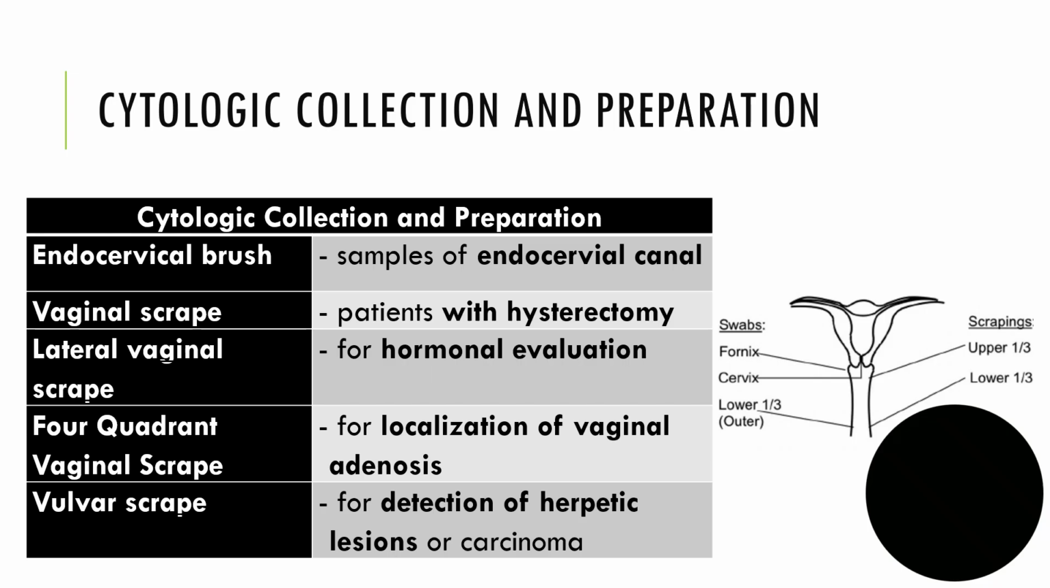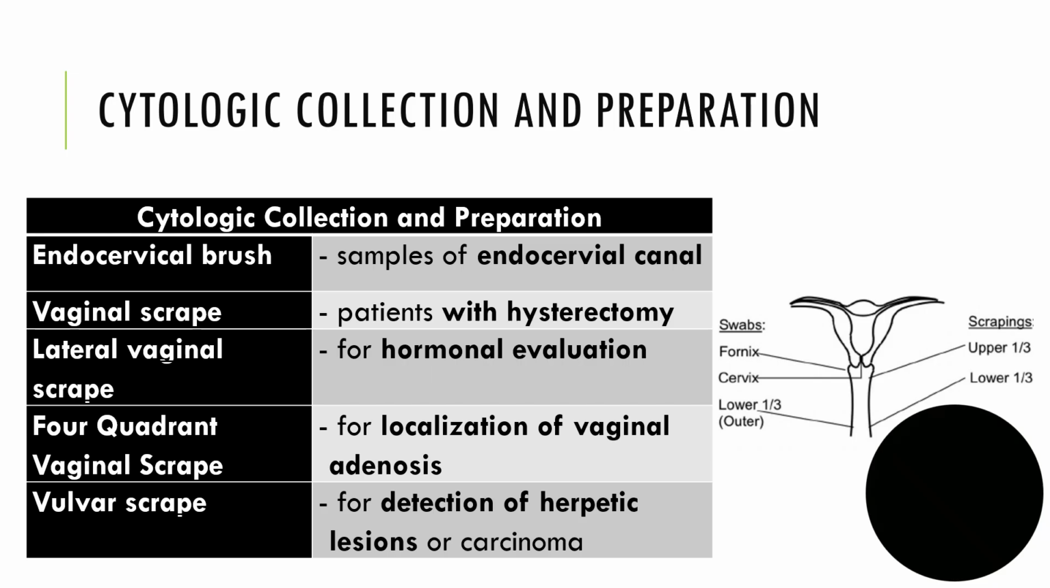Let us now look at the specific collection techniques and their indications. The endocervical brush is used to sample the endocervical canal. Specifically, it is designed to reach cells higher up in the cervical os, which are not accessible with the Ayre's spatula alone. The vaginal scrape is used in patients who have undergone hysterectomy. Since there is no cervix, the sampling is done from the vaginal vault. Hysterectomy is a surgical procedure to remove the womb, or the uterus.